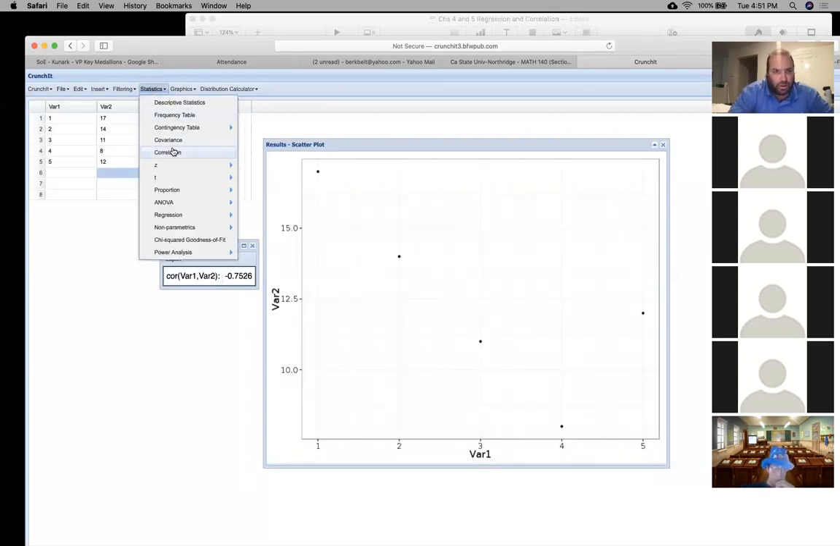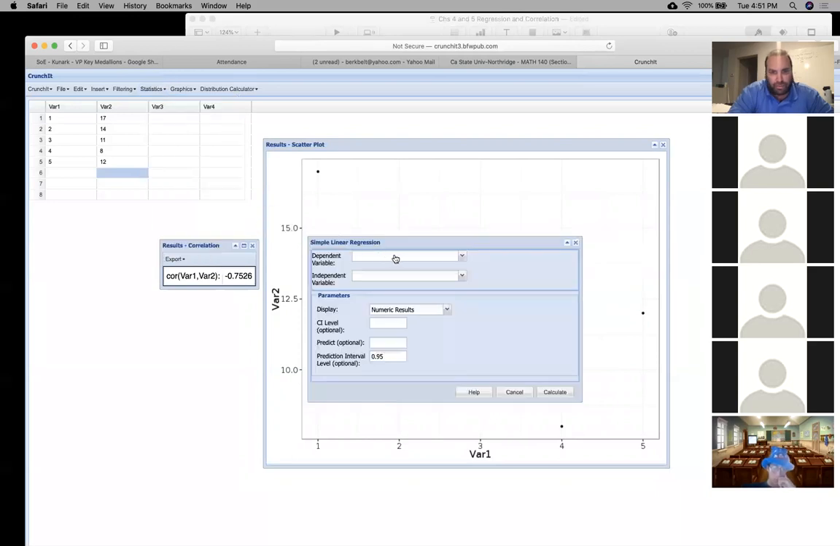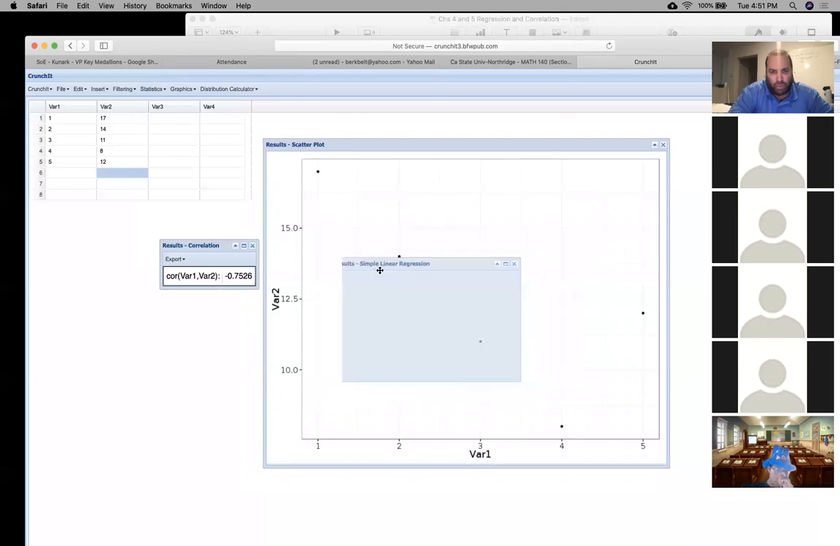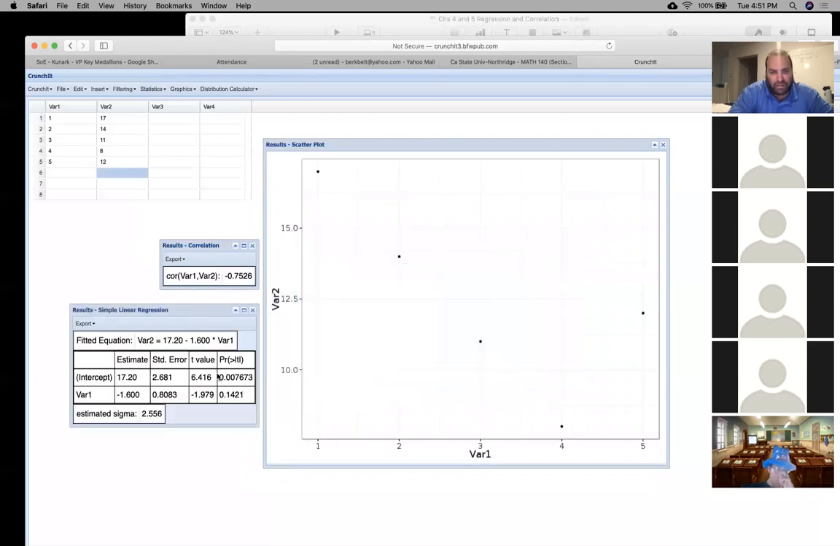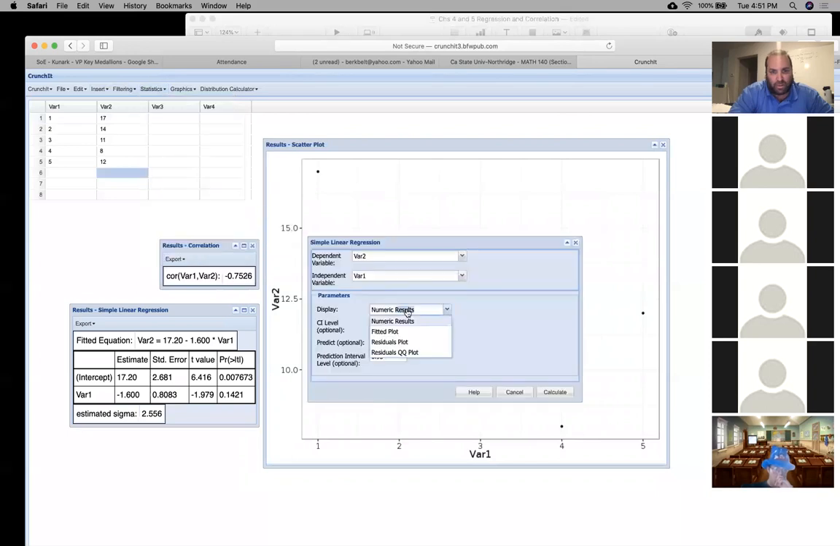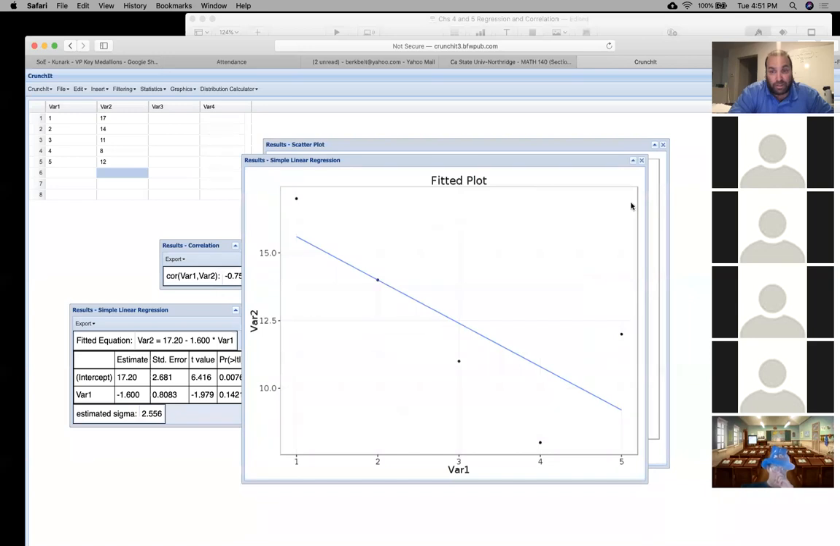Okay, thank you. Yeah, and then I go to regression, and it's simple linear, and we'll do two things. First, the dependent variable is variable 2, and independent is variable 1, and I want the numeric results. Numeric results tell me what the equation of my best fit line is. And then I will go back and do regression again, and this time I don't want numerical results, I want a fitted plot. Okay, and then we have that.